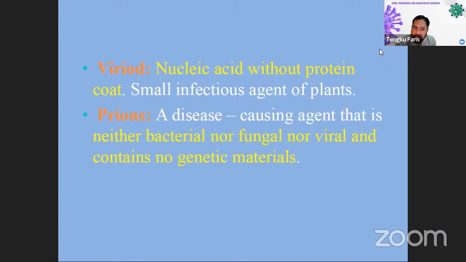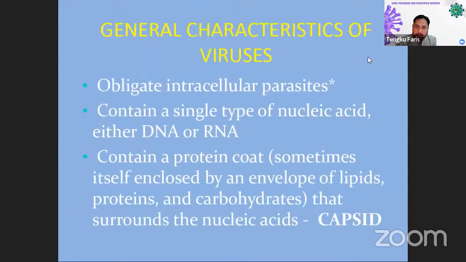All right. Prions are considered a disease-causing agent, and that is neither bacterial nor fungal nor a virus, and contains no genetic material. Okay, prions are not a virus, they're a disease-causing agent that is not a bacterium, not a fungus, not a virus, and they don't have any nucleic acid. So we will look further into that.